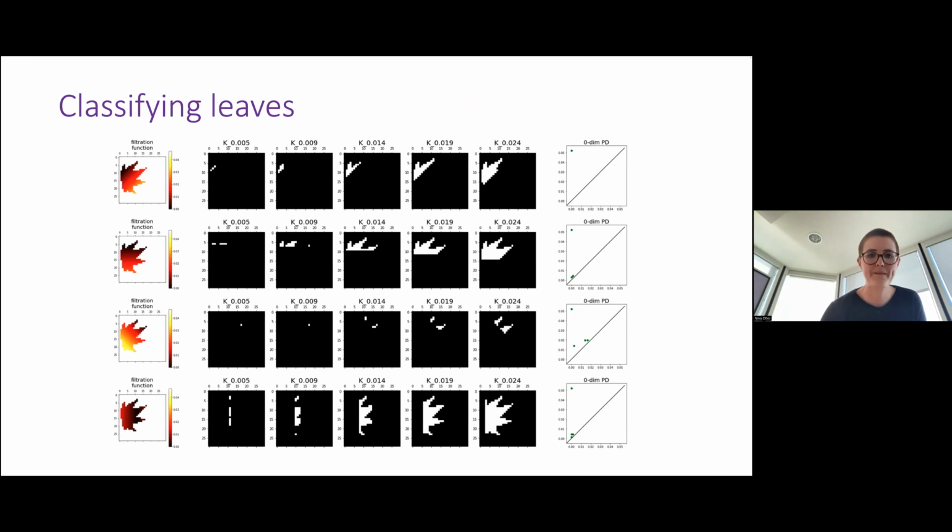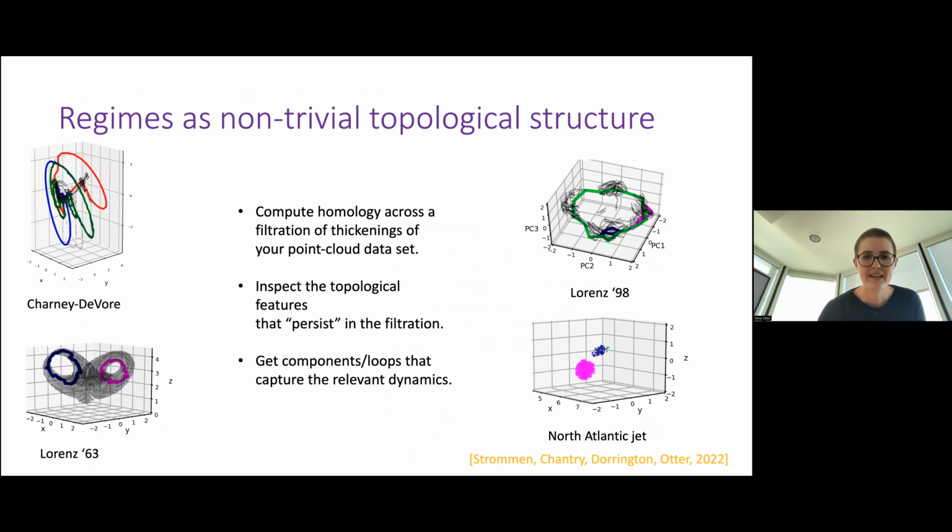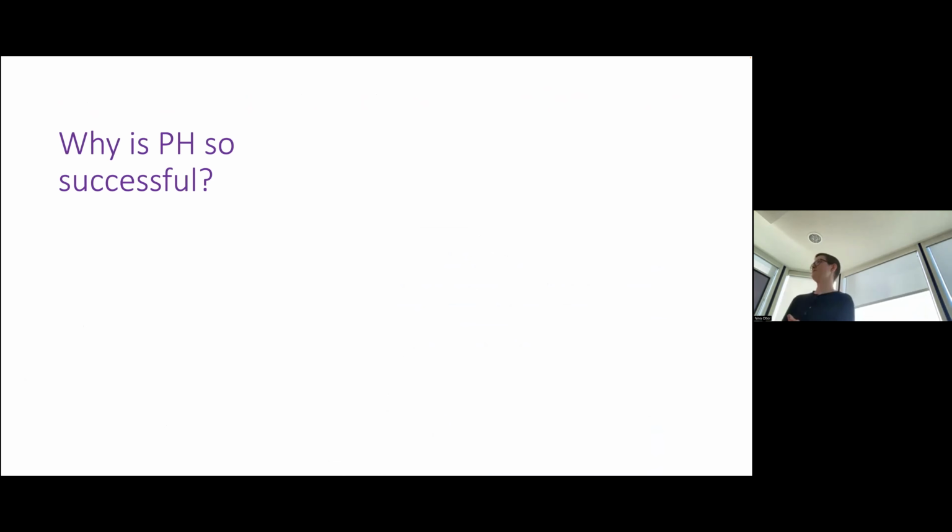So I'll go back. Right. Persistent homology has really been used very successfully in lots of applications, but it's often not so clear why it worked. And I think at least for the weather regimes, we are saying that this topological structure, the holes and the components, can give us information about the weather regimes. But for many applications, it's not so clear.